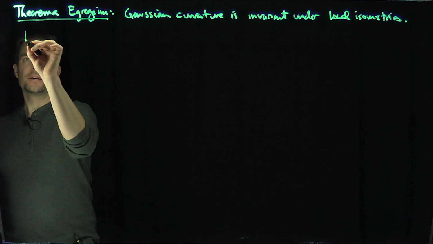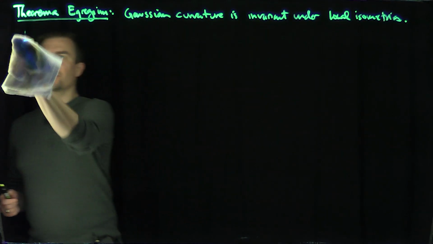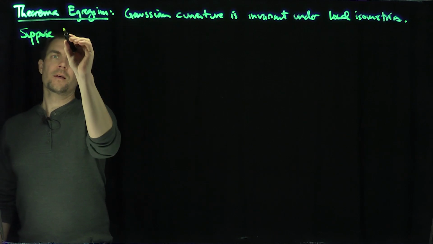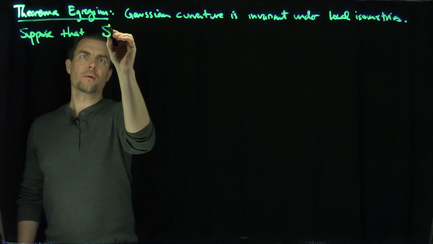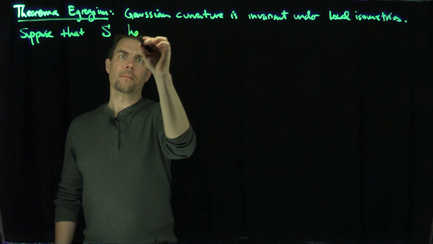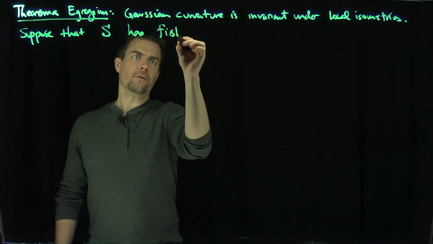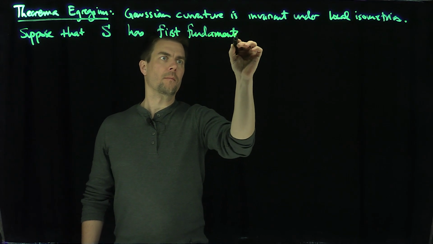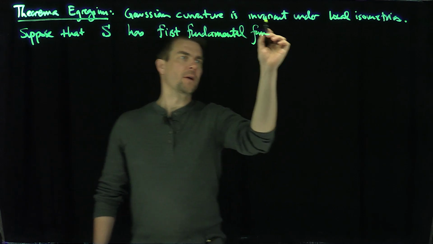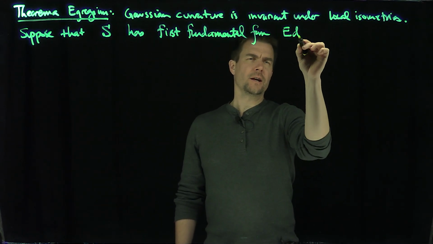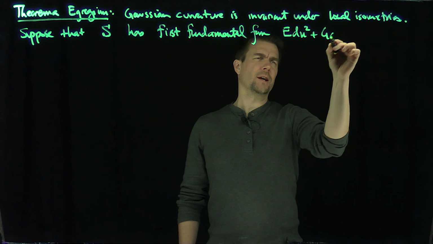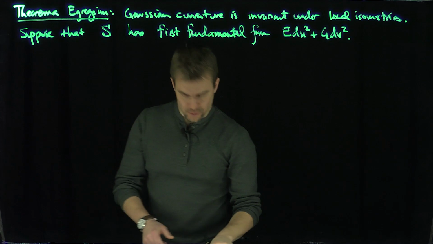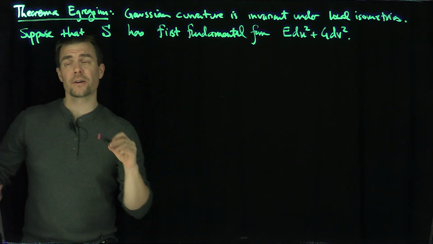So let's suppose we have a surface S that has a special type of first fundamental form, where the F term is missing. So it just looks like E du squared plus G dv squared, okay? If that's the first fundamental form of the surface, a special case, then the Christoffel symbols simplify dramatically, right?